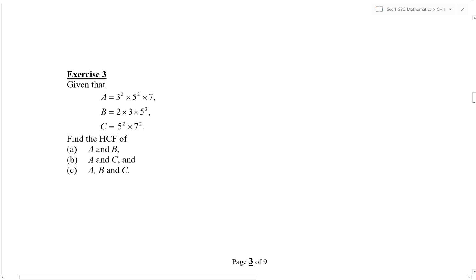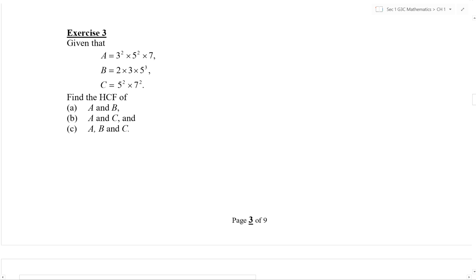Okay, again, now for exercise 3, and you check your answers. Part A, HCF of A and B will be 3 times 5 squared. Am I right? Then do we need our answers like this? We must evaluate. So 25 times 3 is 75. Am I right? Yeah. Let me check my mental sums.